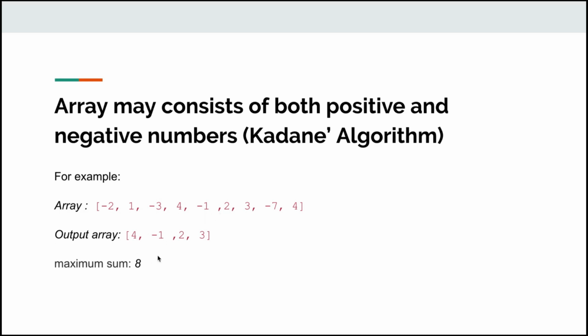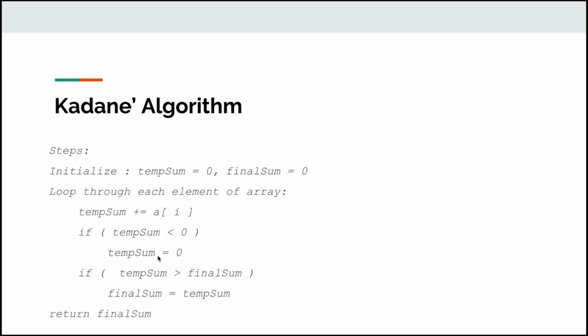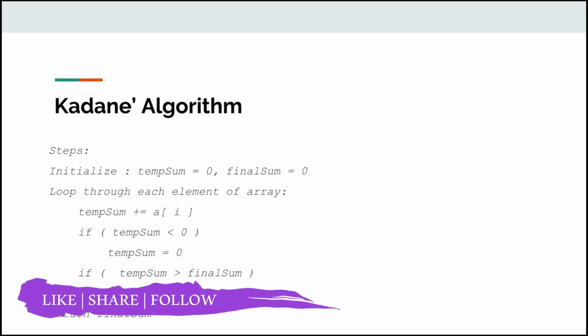Let's see what Kadane's algorithm says. This is the pseudocode for Kadane's algorithm. Let me first describe it. Kadane's algorithm is relevant only to those arrays which have both positive and negative numbers. In that case, our array can have at most 0 as the answer, because as we have both positive and negative numbers, the final output should not be negative.